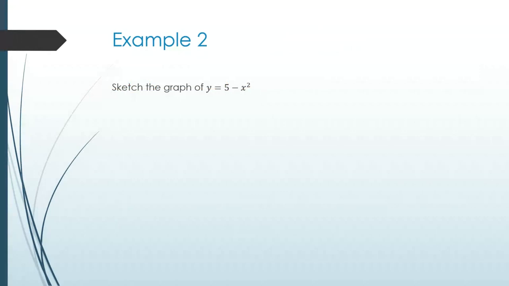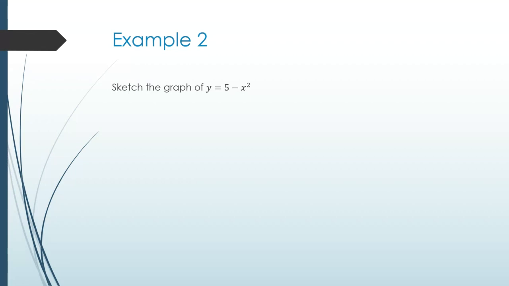So here I've got a second example. Sketch the graph of y equals 5 minus x squared. So we're going to do this by hand, and then we're going to use Desmos. When it comes to quizzes, you can use Desmos, and you don't have to do it by hand, but it's important to understand how to do it by hand just so you know what's going on.